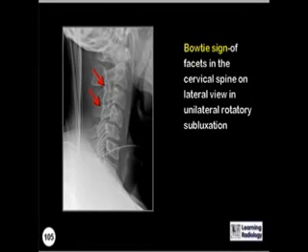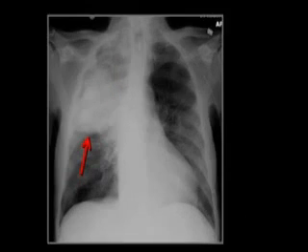This is the bow tie sign of facets in the cervical spine on a lateral view of the cervical spine in a unilateral rotary subluxation. What is the name of this sign?